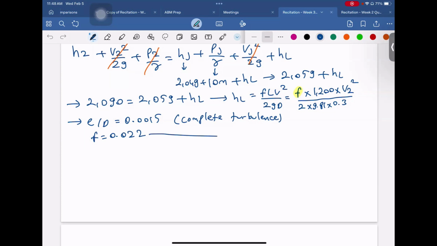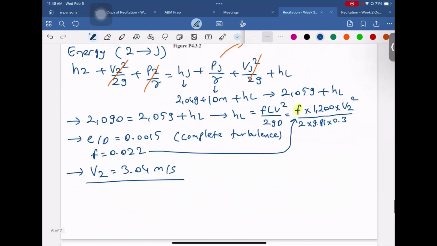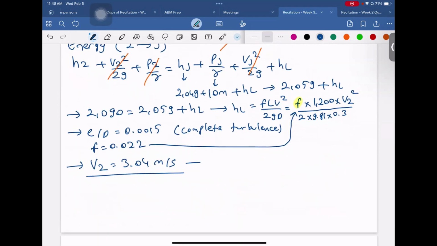And if we write this in this equation, we can get V2 as 3.04 meters per second. And this is the first velocity we found, and it is in pipe 2. And from there, we can calculate the flow rate, which is V2 A2. Okay, so we calculated the first flow rate.